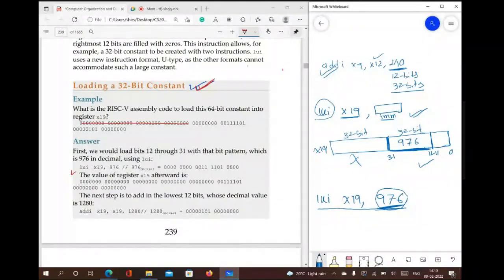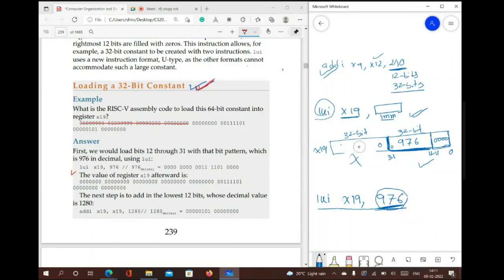And these values will be 0 0 0 in binary. The value 976 I have written in decimal, but ultimately the value will be stored here in binary, right? So these values will be 0 0 0. And what about these values? These values will be based on the leftmost bit here. If the leftmost bit is 0, then everything will be 0 0 0 0 0 here. So this is the purpose of LUI.